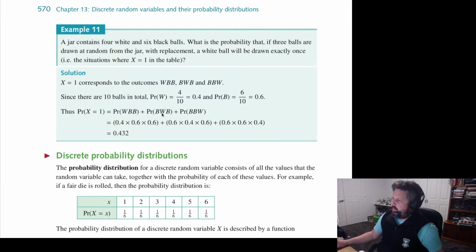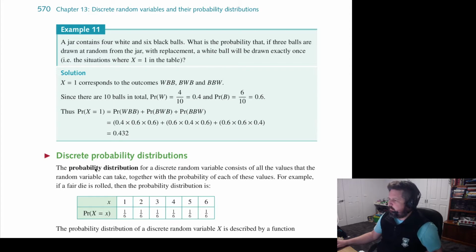It's the probability of that one. Probability of black, white, black, it's 0.6 by 0.4 by 0.6. And black, black, white is 0.6 multiplied by 0.6 multiplied by 0.4. Once we've got each of those probabilities, we add those together and we get this here as being 0.432.